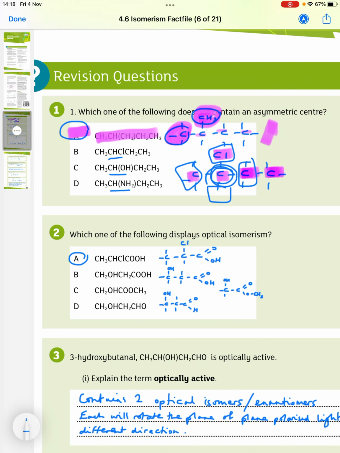Question 2, which one of the following displays optical isomerism? So again, we're looking for a chiral centre, an asymmetric centre, and looking at this, which one does display optical isomerism? So it has to be this one. Looking at this carbon, we have 1, 2, 3, 4 different groups around it. All of the other carbons have 2 groups the same in this, or only 3. So for this one it has to be A.